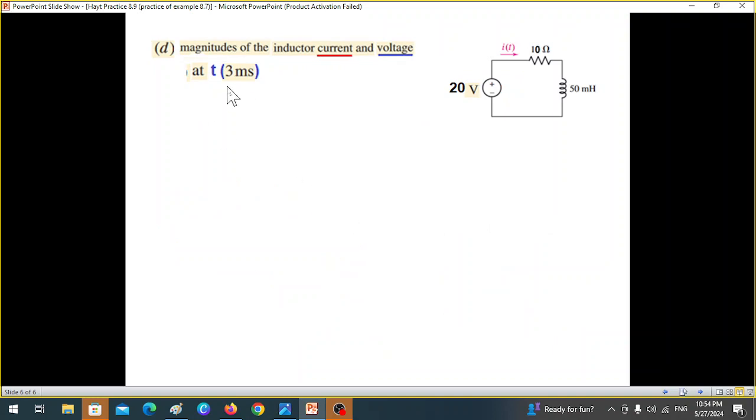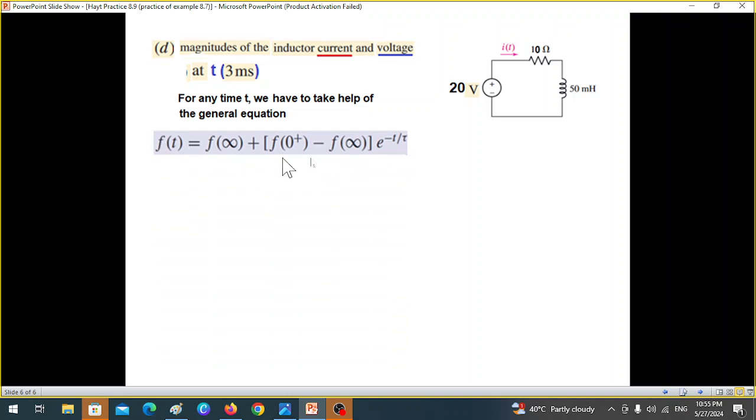Generally, this is given in most of the questions: find the current and voltage at time t equal to 1 millisecond or 5 milliseconds or 10 milliseconds. Now for this, we have to write the general equation. And this we discussed earlier. For RL, we have the current equation. This is the equation. We know a couple of values. We know I infinity, we know this value. We don't know tau. So we can find tau from here.